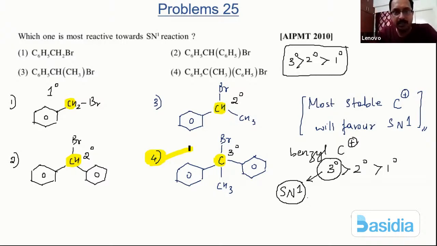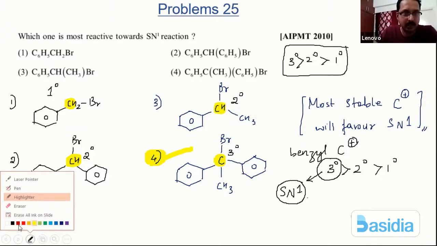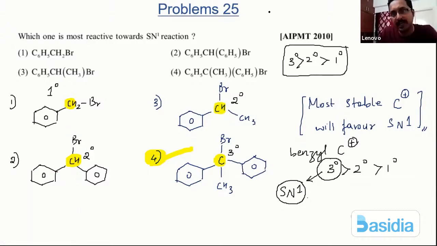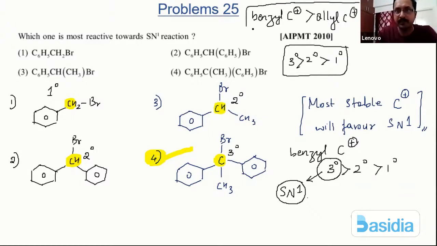Right. So I hope there's no confusion in this question. Okay. So always remember this series: when there is a competition between the benzyl and the allyl, definitely the benzyl C plus ion is more stable compared to the allyl C plus ion, which I had already given you yesterday. Correct? So the whole factor is more resonance stabilization in the benzyl carbocation compared to the allyl carbocation. That's it. Okay. So let us go to the next question.